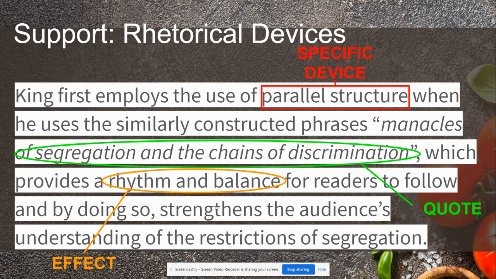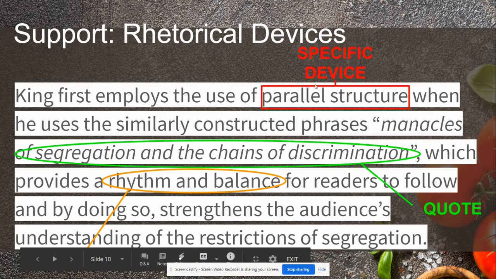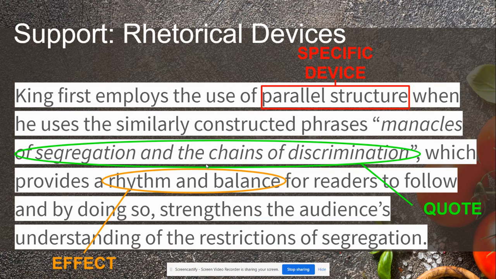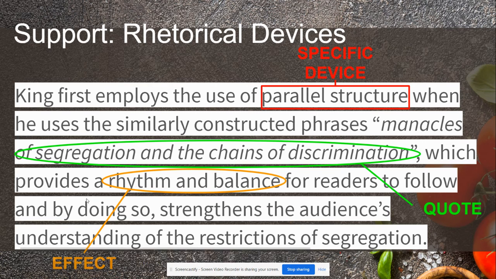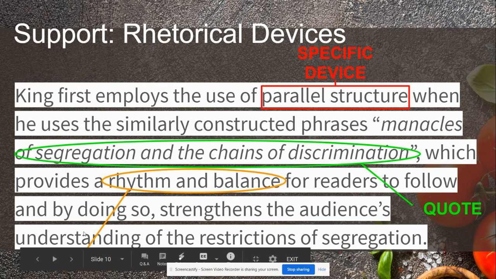So in this, going chronologically, we have a specific device that King is using, followed by a quote, and also what impact it has on the reader and how that goes back and ties in with the thesis statement.